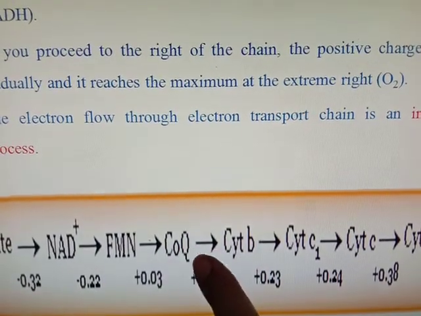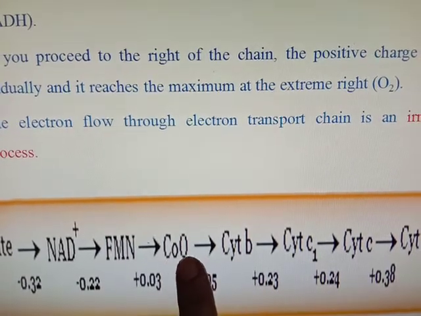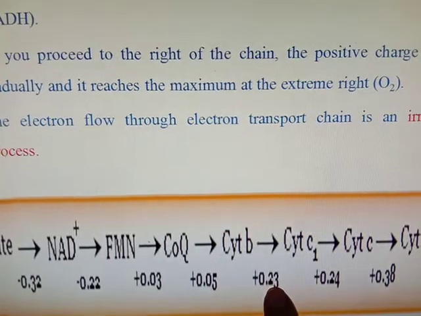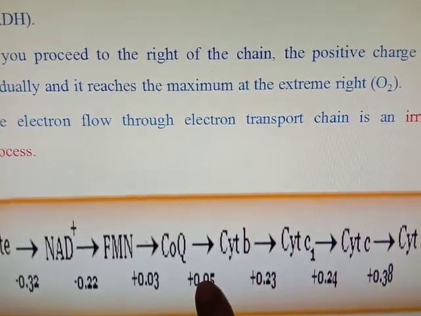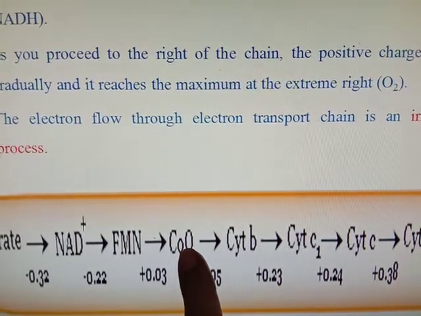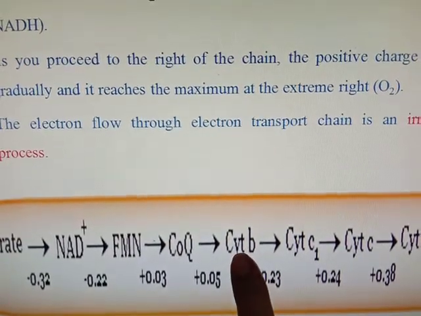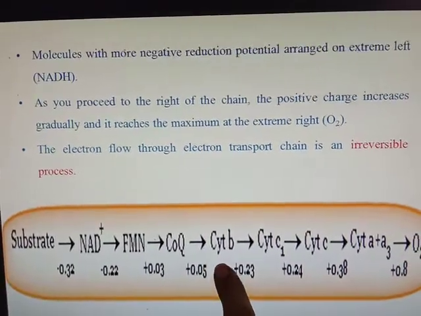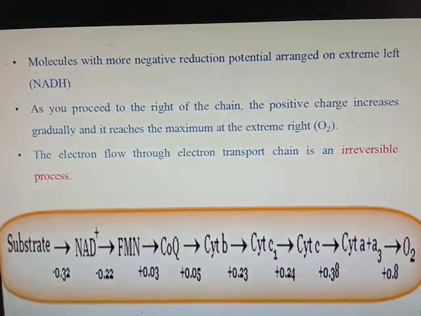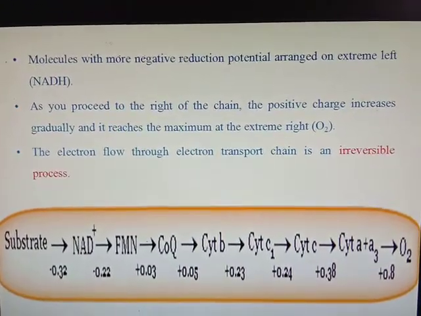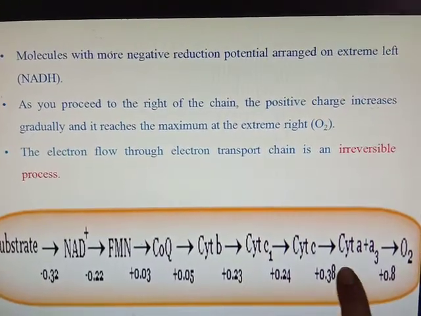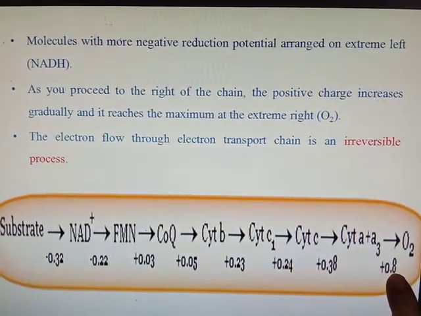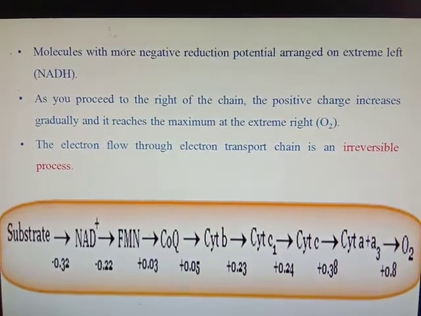If we compare coenzyme Q and cytochrome B, cytochrome B has a more positive redox potential than coenzyme Q. That's why it will accept the electron again, because it has a higher redox potential than coenzyme Q. Likewise, the redox potential is increasing and electrons and protons are transferring from one molecule to another, and at the extreme right there is oxygen, having the highest redox potential, which will accept the proton or hydrogen.